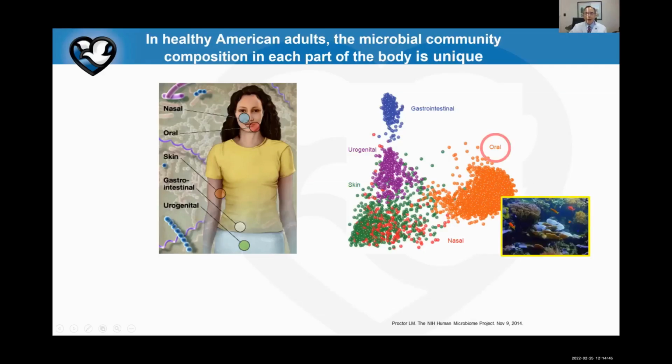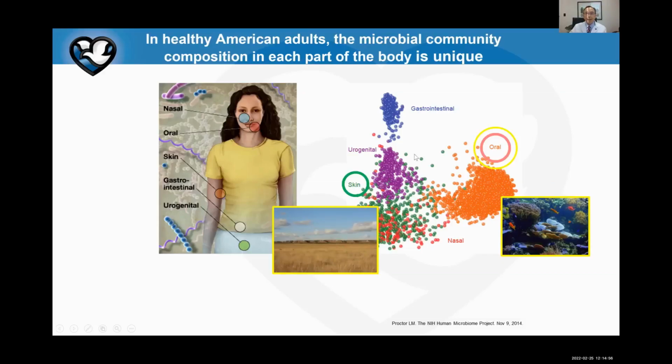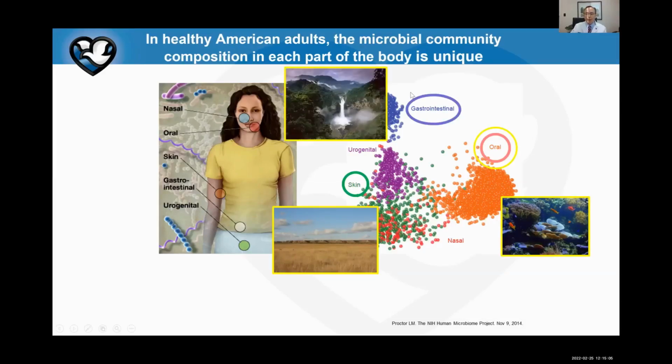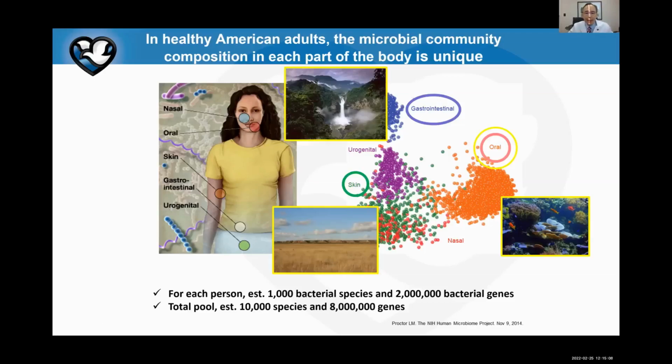It can be likened to our planet Earth. The oral microbiome can be likened to a coral reef that is thriving. And the skin is more like the plains of western Nebraska. And then finally, the gastrointestinal tract microbiome and its ecosystem can be likened to an Amazon tropical forest. Each person has an estimated 1,000, even up to 1,500 bacterial species now, with over 2 million bacterial genes. The total pool of estimated bacteria now is exceeding 10,000 species and exceeding 8 million genes. Unlike our human genome, these genes are malleable.